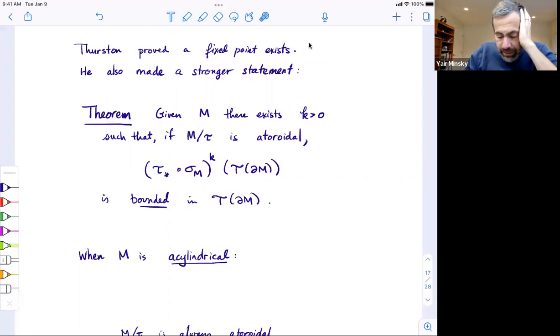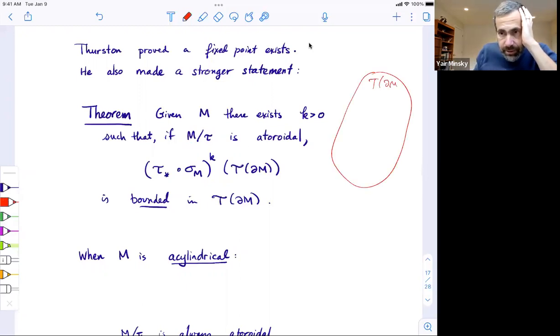But while he gave this proof, he also made a stronger statement, which is the following. Given M, there's an integer k, so that provided we're in the setting where we will find a solution, obeying the topological restriction, the k-th power of this map has bounded image in the Teichmüller space.